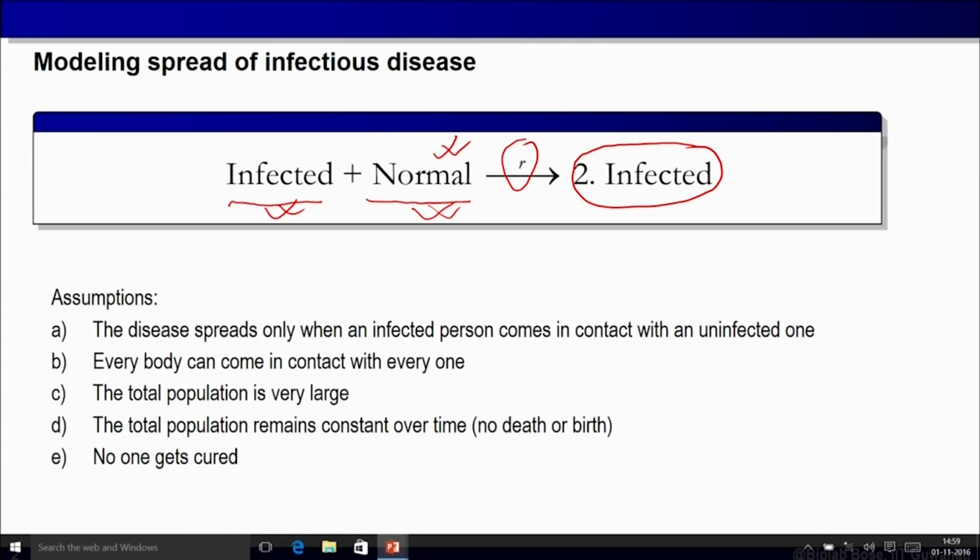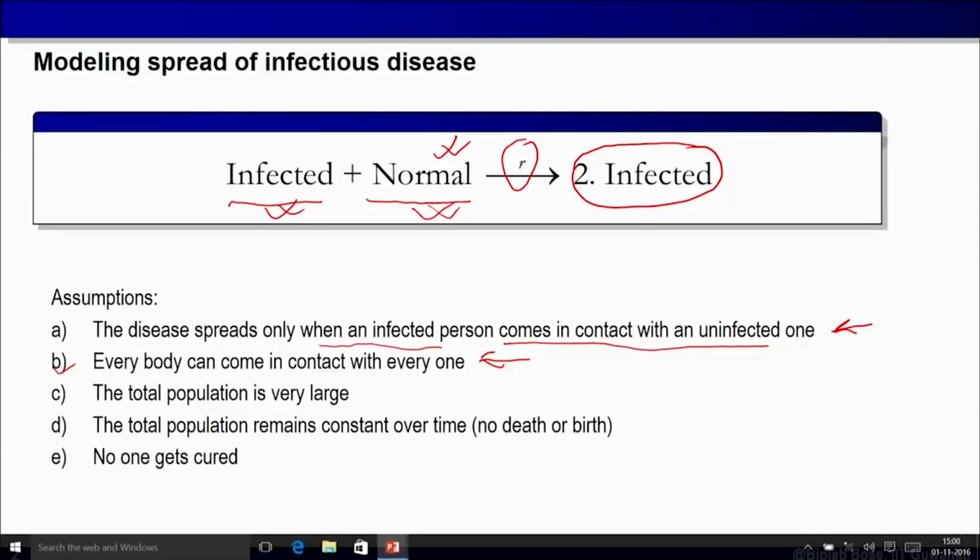The first assumption is that we have made a simplified model. So we are assuming that this disease spreads only when an infected person comes in contact with an uninfected one. The second assumption is very important. We assume that everybody in the population comes in contact with everyone. That means we are not quarantining, we are not separating the infected people from uninfected people. So everybody mingles with everyone, and when I meet a person infected with common cold, as I come in contact with that person, I get infected.